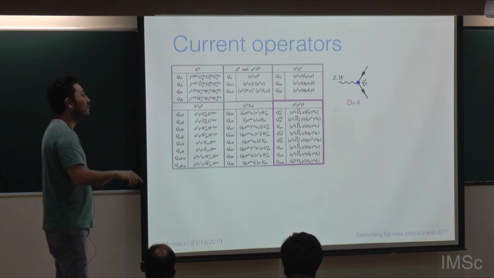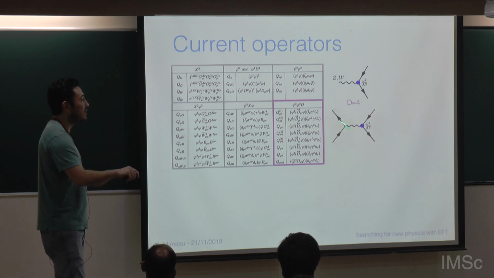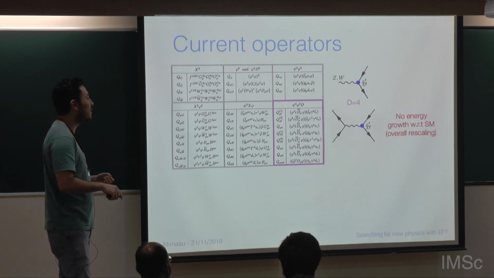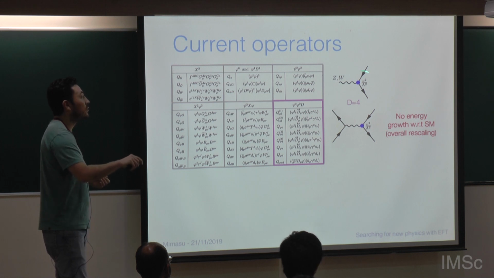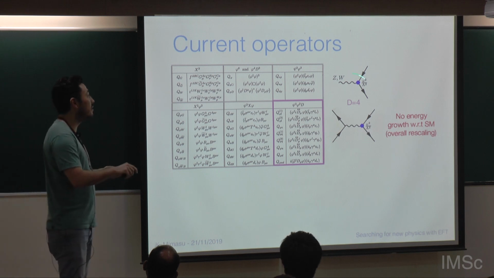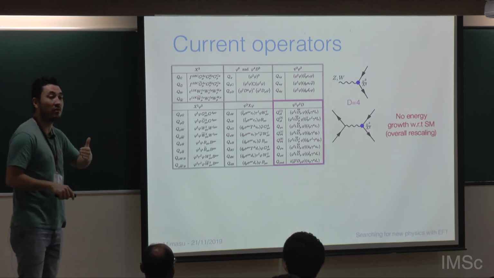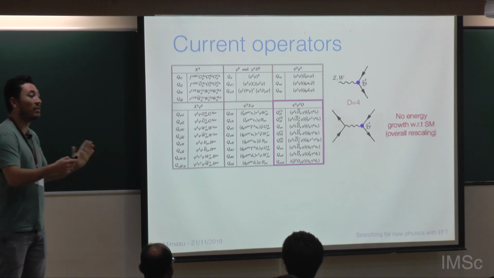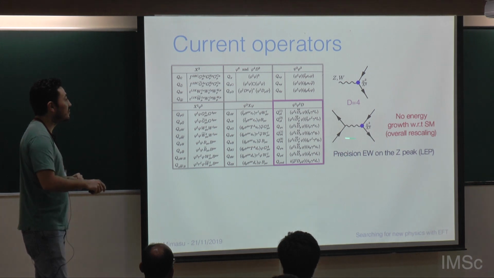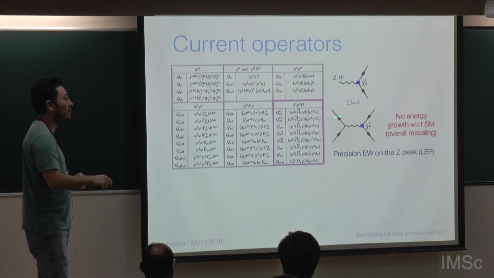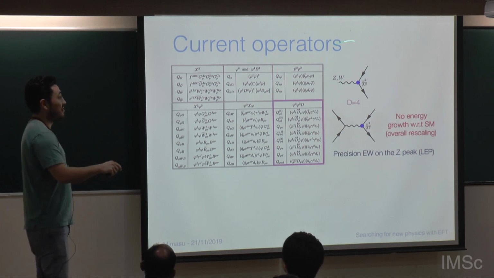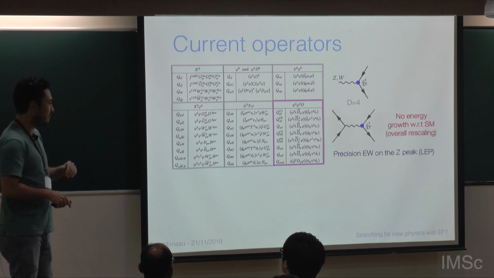So this is an effective dimension 4 interaction, which could be seen by, for example, producing these guys on shell and measuring their couplings to various things. However, the fact that it's an effective dimension 4 also implies that there's no energy growth with respect to the standard model, right? You just get the same Lorentz structure as the standard model. So you're just overall rescaling rates, maybe shifting asymmetries a little bit, but no energy growth anyhow. And so these are best measured by precision electroweak measurements on the Z peak, in the case of the Z, for example. So in this case, the LHC doesn't appear to maybe have that much to give.